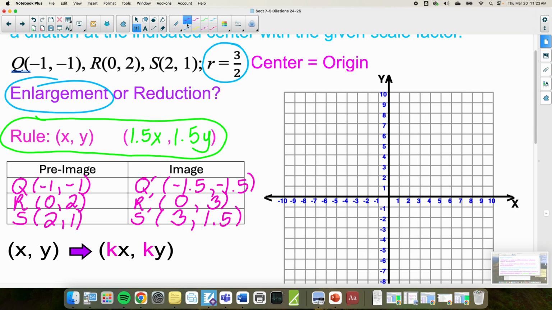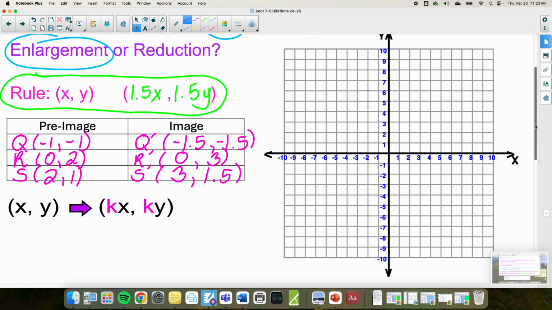So now I'm going to come over to my figure and I'm going to graph the pre-image first. So Q is -1, -1. That is my Q. And then R is 0, 2. That is my R. And S is 2, 1. So that is my S. So that is my pre-image, okay?